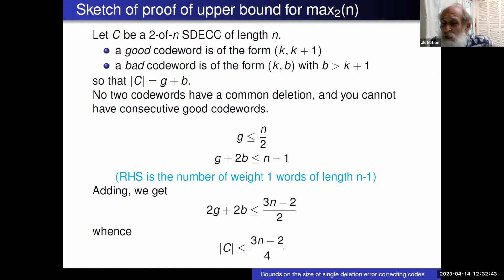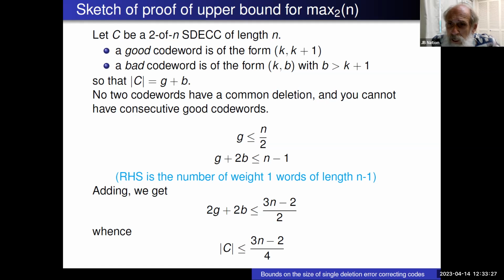So that's good. Another thing, you can't have 1, 2 and 2, 3 in the code. You leave a 0 for one and a 1 from the other. Leave a 0 from different places in the two, and you wind up with the same deletion. So you cannot have consecutive ones. Anything that isn't of that form has two deletions of weight one. You delete one of the ones, you get one word. You delete the other one, you get a different one.